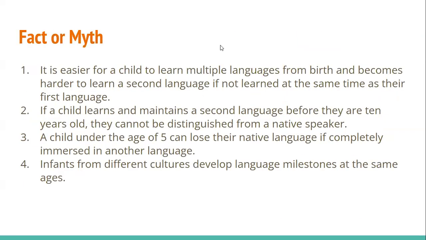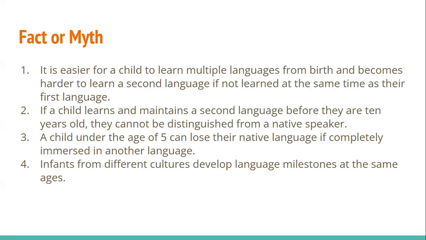All right, let's play a game, fact or myth. It is easier for a child to learn multiple languages from birth and becomes harder to learn a second language if not learned at the same time as their first. Yep, that's a fact. If a child learns and maintains a second language before they are 10 years old, they cannot be distinguished from a native speaker. This is also a fact. The younger you are, the better.